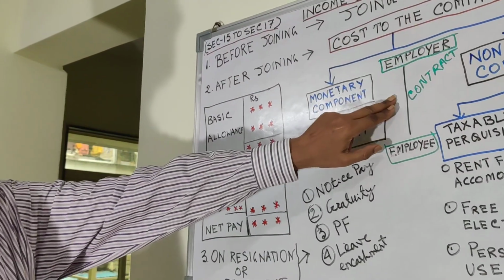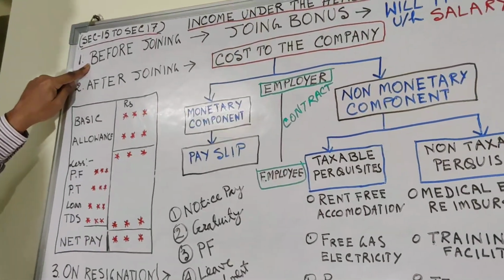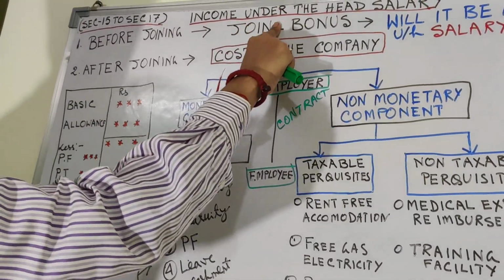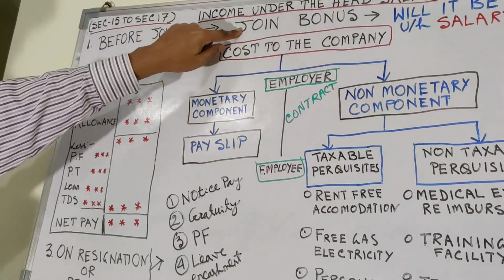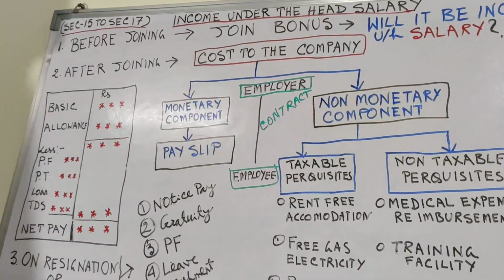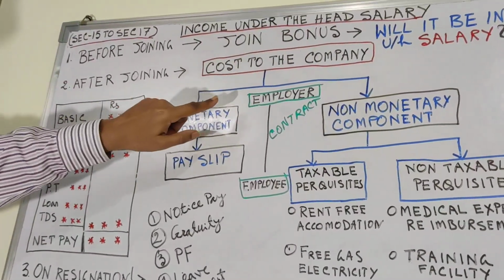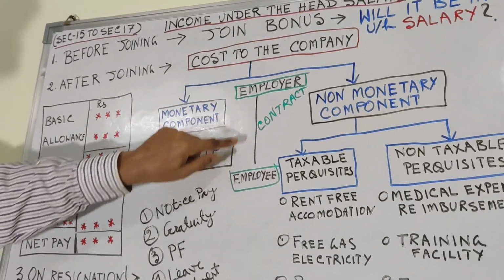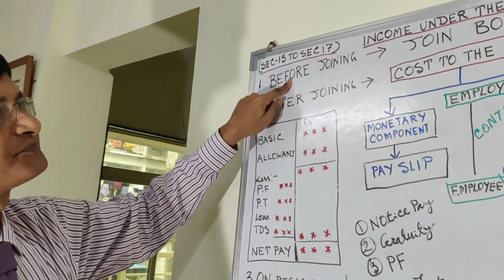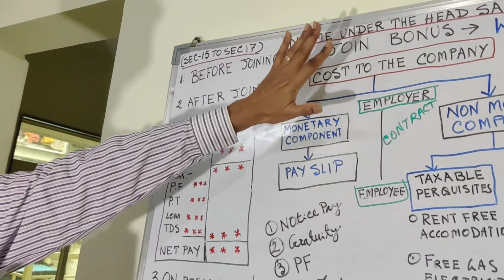Now sometimes at the time of issue of the offer letter, before joining, the employer says that if you join, we'll give you a joining bonus. Now the question arises whether that joining bonus will be income under the head salary, because we have learned that salary means any income arising out of the employer-employee relationship. But this joining bonus we have got before joining. So whether it will be classifiable under the head salary, that's one debatable issue.